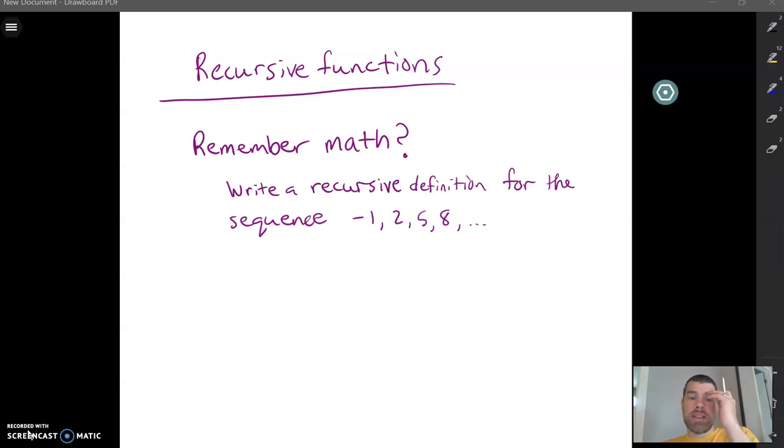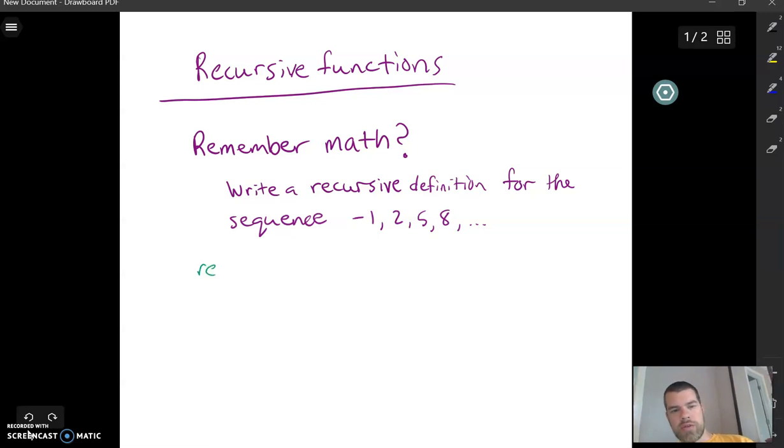In those classes, you did something like write a recursive definition for the sequence -1, 2, 5, 8. And then you would contrast that with writing a direct formula for that same sequence. A recursive formula would say: to get the nth number in the sequence, you take the previous number, or n minus 1, and add 3 to it.